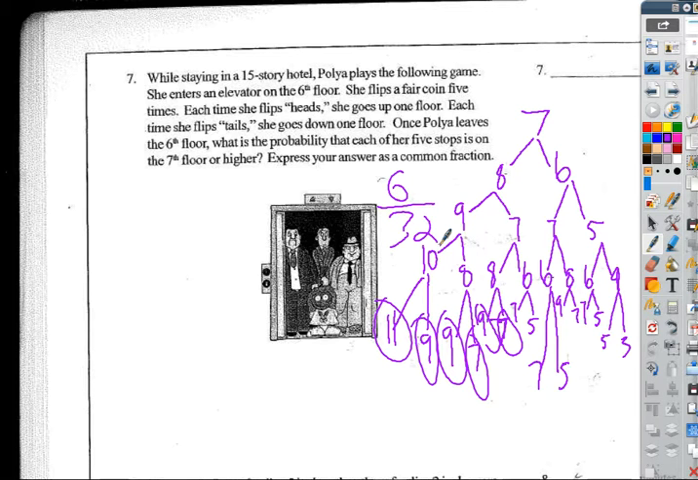And that can be further simplified to 3 over 16, which is the answer to the problem. And then the other side's wrong because the first number is below 7. So anything on this side is incorrect because the number is below 7. So none of those solutions would work.